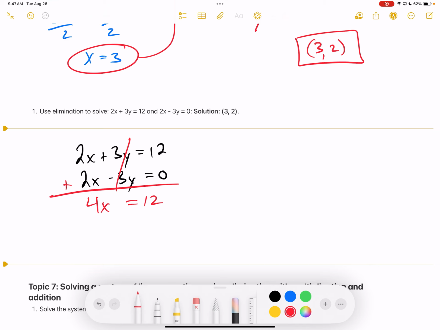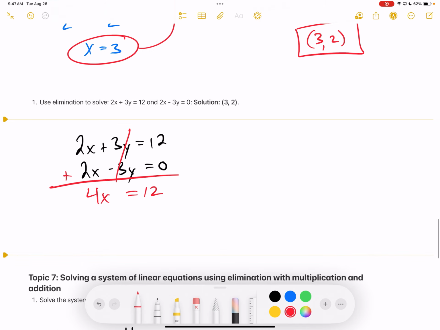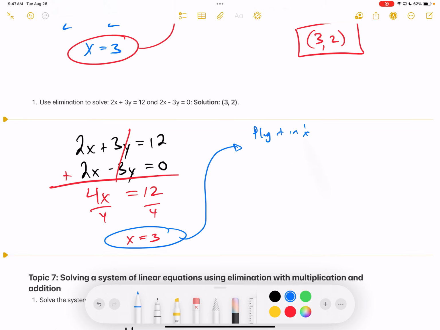It's not always the y's that cancel out. Maybe it's the x's that cancel out. But one of them's going to cancel out. So divide by 4, and x equals 3. And then once you get one answer, plug it in. I guess I'm going to plug it into the top one again just because there's no negatives.